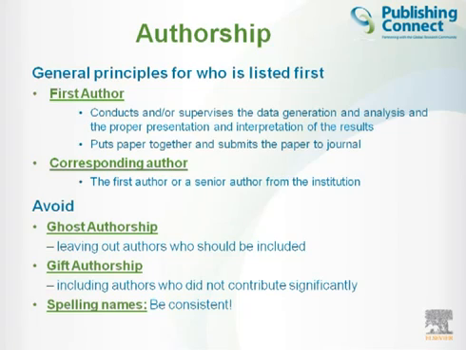Determining the order of authors on a paper can vary by discipline and culture, but the general rule is that the first author is the person who actually conducts or supervises the data collection, analysis, presentation, and interpretation of the results, and also the person who usually puts together the paper for submission. The corresponding author can be the first author, or sometimes is a senior author from the institution.